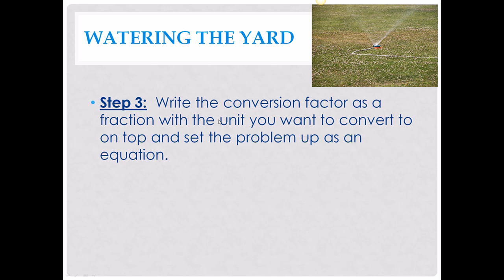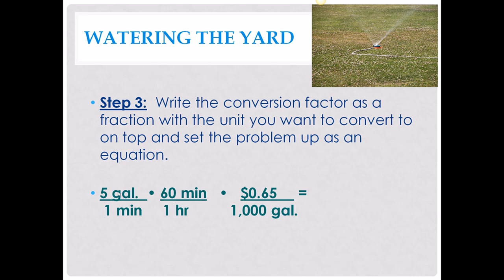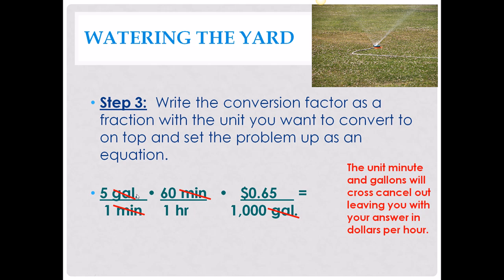We've got our strategy. The unit you want to convert to is on top. Okay, here we go. They gave me 5 gallons for every 1 minute. We happen to want to change this to hours, so I have 60 minutes in 1 hour. Notice now my minutes are diagonal. The cost is 65 cents per 1,000 gallons. Notice my gallon is diagonal from way over here to gallons. And so here's what cancels out.